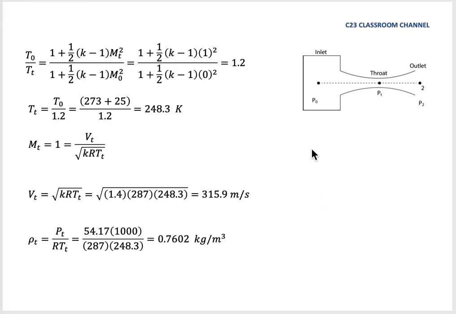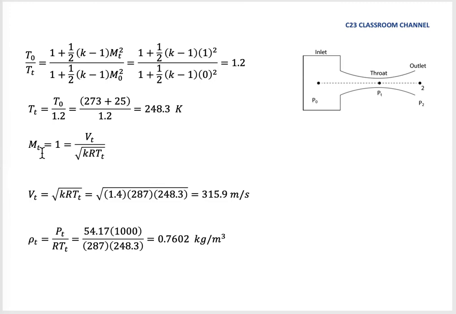Then we need to calculate the temperature at the throat. Again, we are using the isentropic flow equation for the temperature ratio. We substitute all the values here, and we get that the ratio is 1.2. We know that the temperature at stagnation condition, which means the temperature at the reservoir here, is 25 degrees Celsius. We could convert it into Kelvin, and we could calculate that the temperature at the throat here is equal to 248.3 Kelvin.